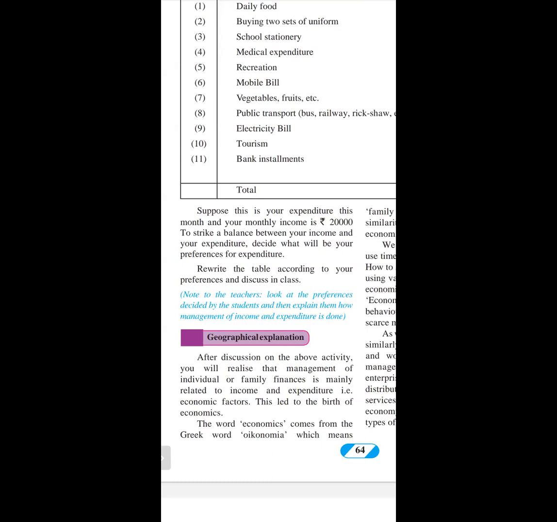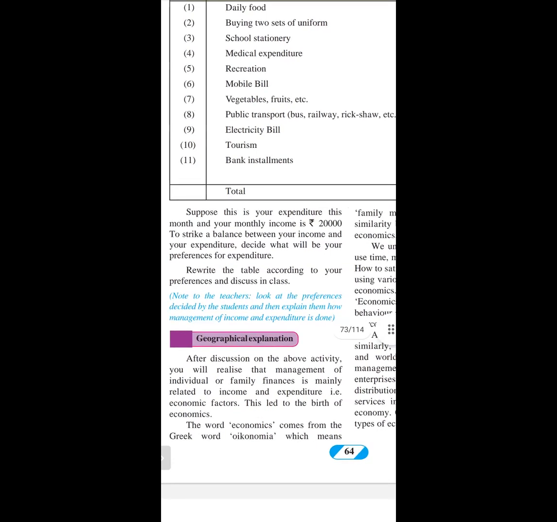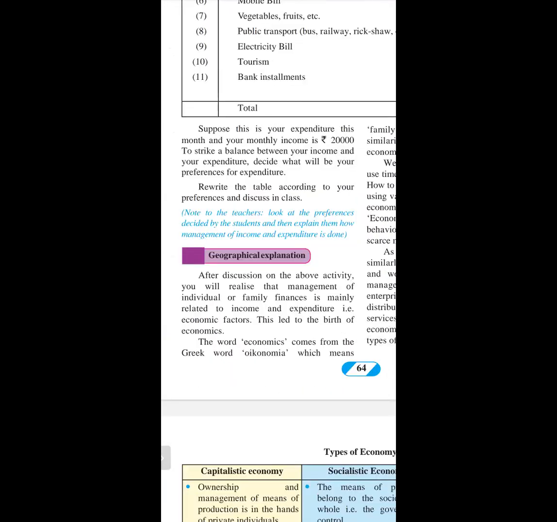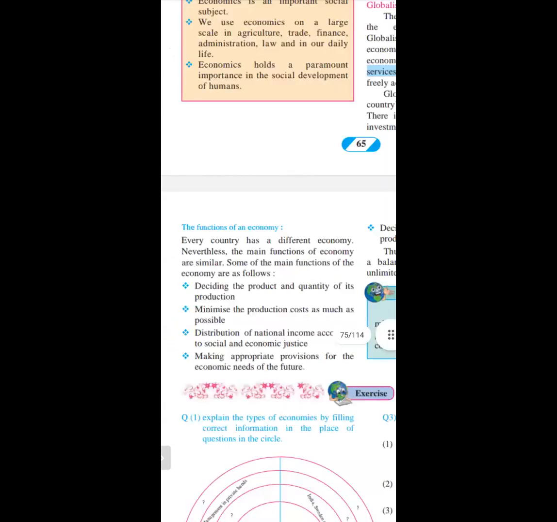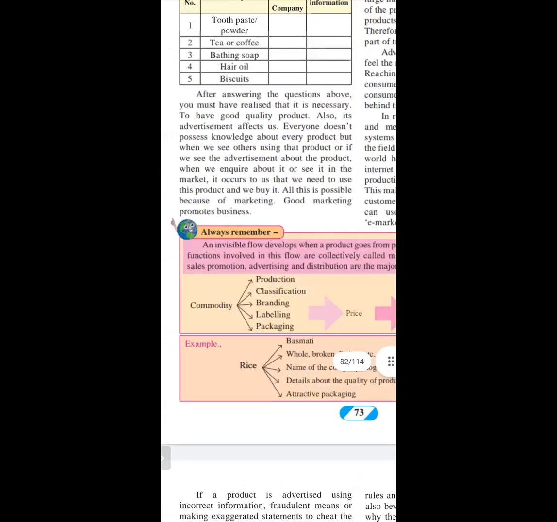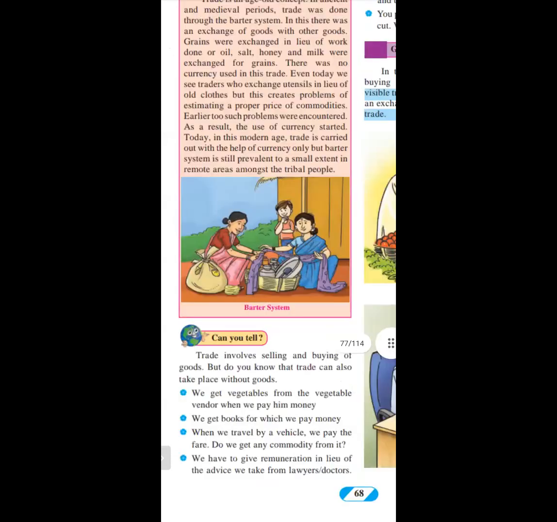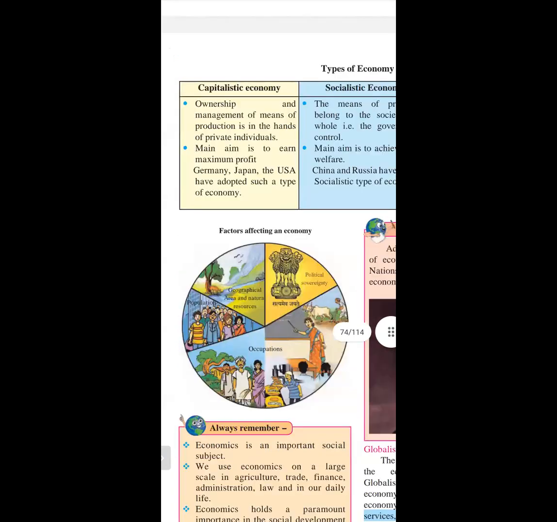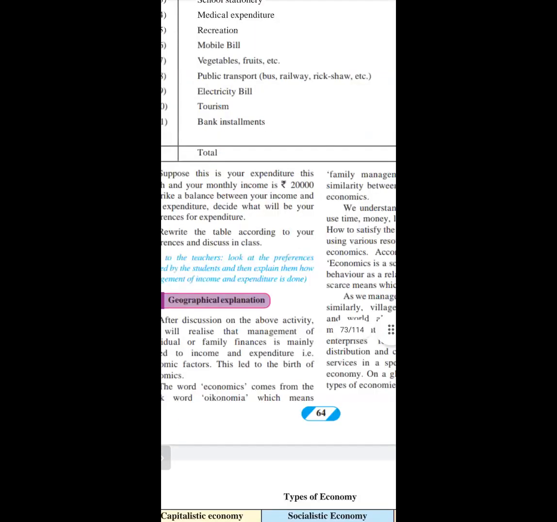From which Greek word is the term economics derived? Oikonomia. It is already given in the next paragraph only. Geographical explanation, second paragraph. That means family management. Yeah, that means family management.